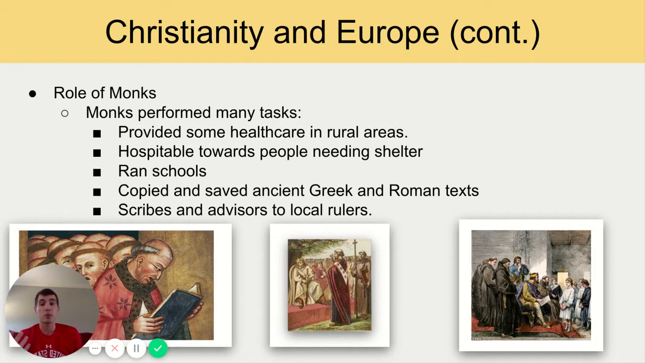Also, they were hospitable. They did charitable acts. They ran schools. They copied and saved, not plagiarized, but they would retranscribe. They would rewrite down ancient texts. And a big reason why we have a lot of the things we have today is because of monks. So if you're thankful for history, especially European history, you need to be thankful for monks because a lot of that they wrote down. Also, they were scribes and advisors to local rulers, so they're kind of like historians.